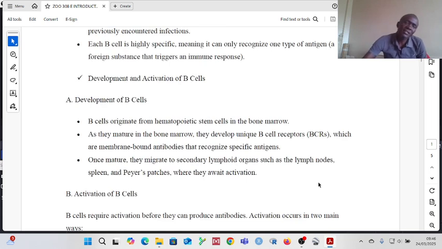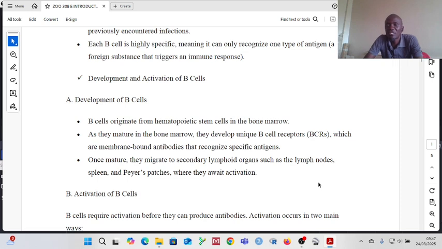So what about the development and the activation of these B cells? B cells originate in the bone marrow. They still mature in the bone marrow where they develop B cell receptors. These receptors are what helps them to recognize antigens. Once they have matured, they now migrate to the secondary lymphoid organs.